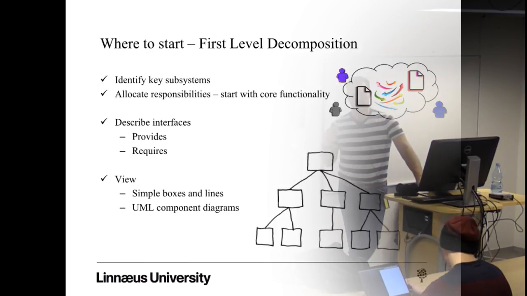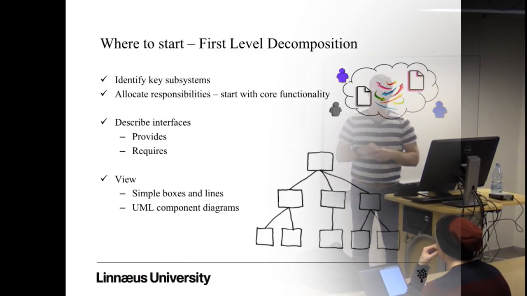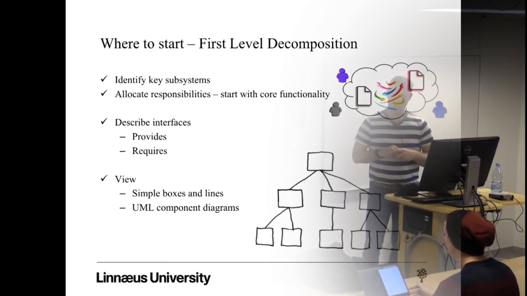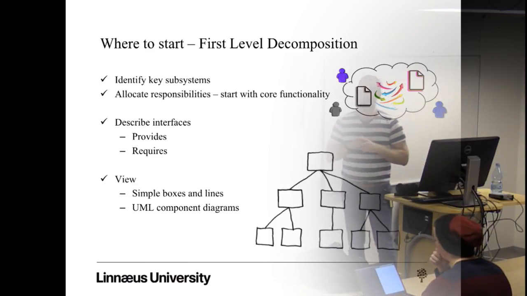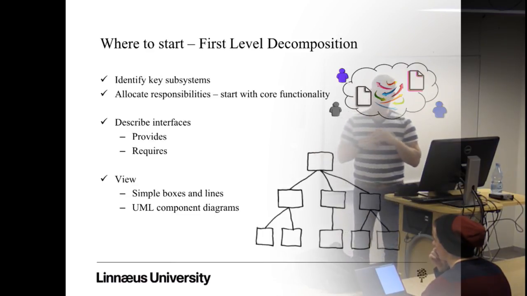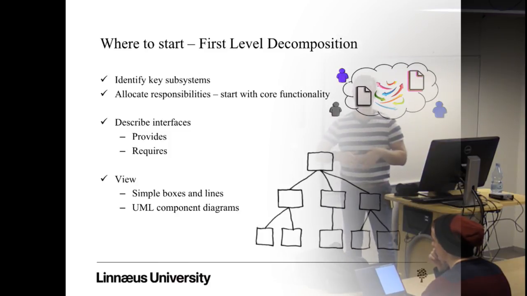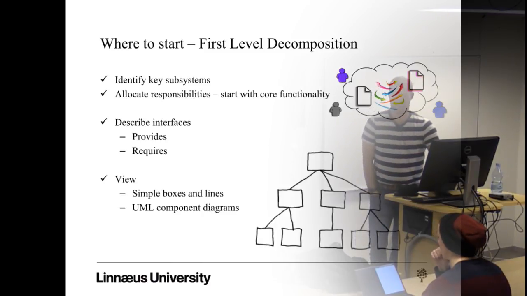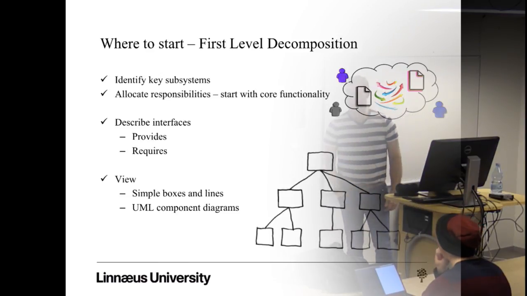So, the first level decomposition is a very simple view where you identify the key subsystems in your system and allocate responsibilities. And you can start with the core functionality here. When you've done that, you also need to know which subsystems communicate with which other subsystem. And they do that by providing services to others or requiring services from others. And this is something you can sketch easily on a whiteboard.